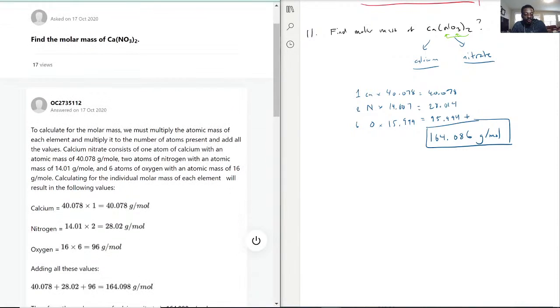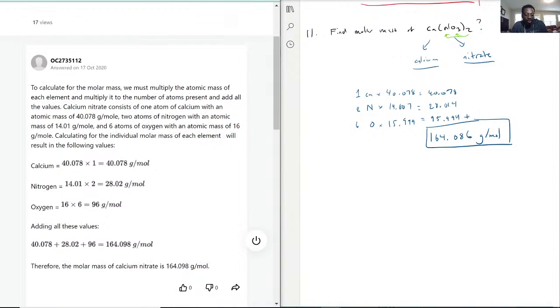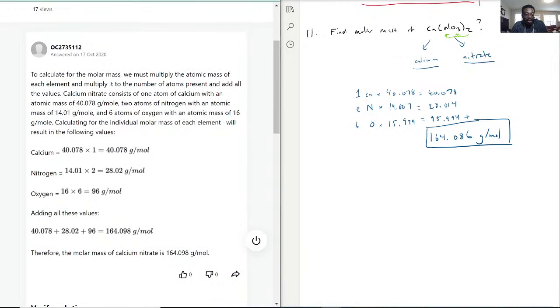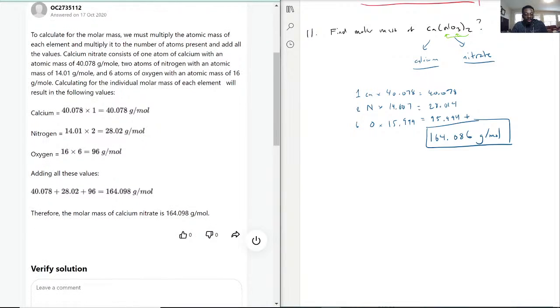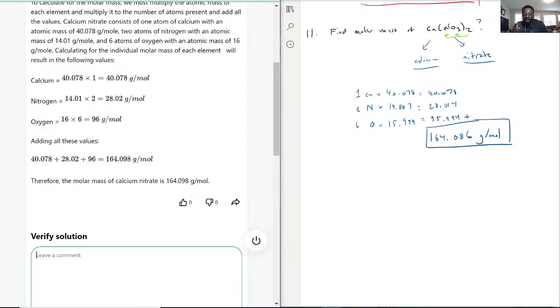Okay, so exactly 1, 2, and 6, perfect. Add them together, 164.098. Exactly, and ours is different because the nitrogen was rounded here and the oxygen was rounded as well. So that's why they have a slightly larger number than ours. But exactly, as you can tell, the difference is still just in the decimals. So we still have that 164.